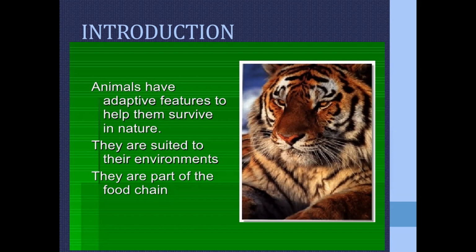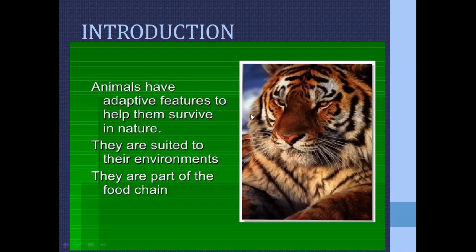Because of these special adaptive features, the animals can survive well in the environment, because they have to protect themselves from all the other animals. Got it? It means if they do not have some adaptive features, they cannot survive in the environment. They may be eaten or harmed by other animals. Got it? So in this way they become a part of the food chain.